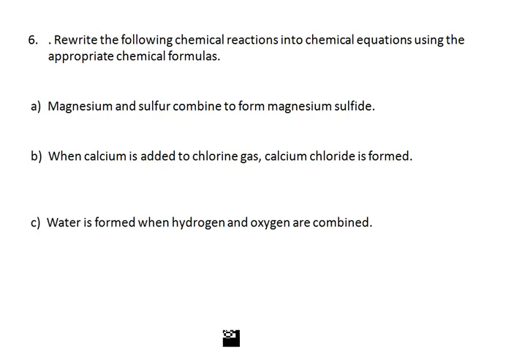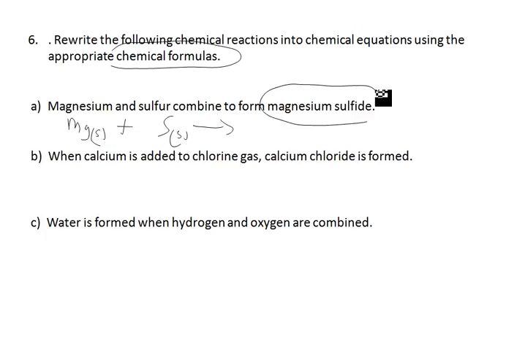Now they want us to write chemical equations using chemical formulas, so a little harder. First one, magnesium is Mg solid plus sulfur, S solid, and then it makes an ionic compound called magnesium sulfide. So that's the magnesium 2 plus ion and the S2 minus ion. Bring the 2 down there, bring the 2 down there, and simplify, and you get MgS.